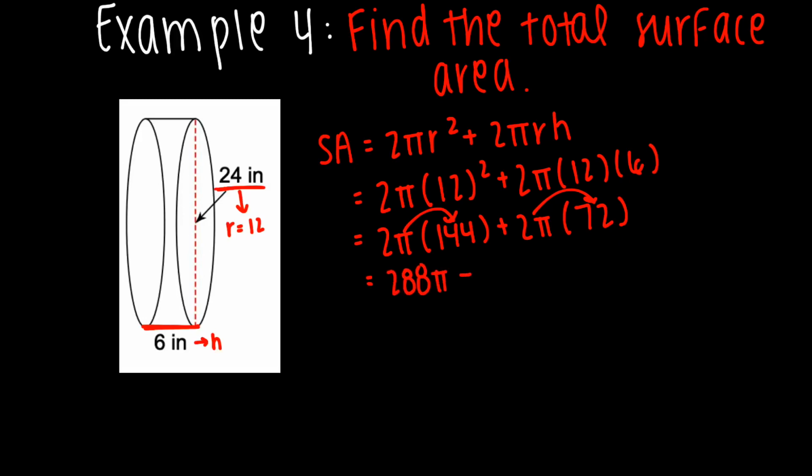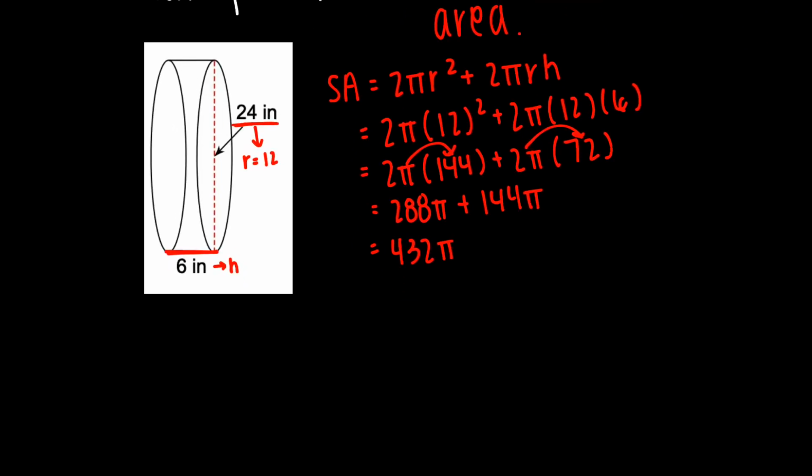288 pi. Plus that 2 pi times 72 gives me 144 pi. And my last step to get the exact answer would be to add 288 and 144. And I end up with 432 pi. Remember, you can stop here if you want. But if you want that decimal approximation, 432 pi in the calculator should give you something close to 1,357.17.